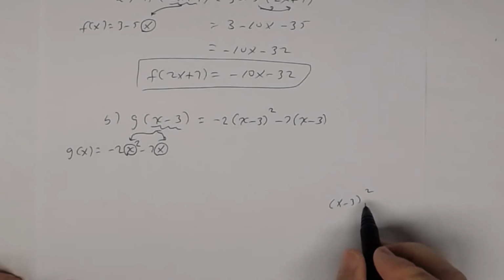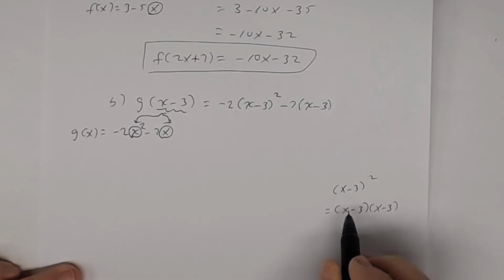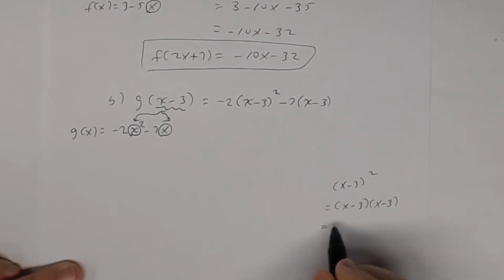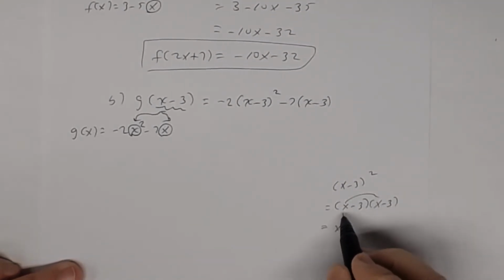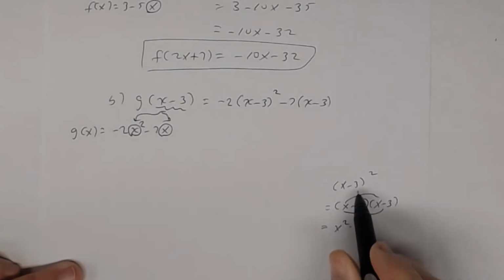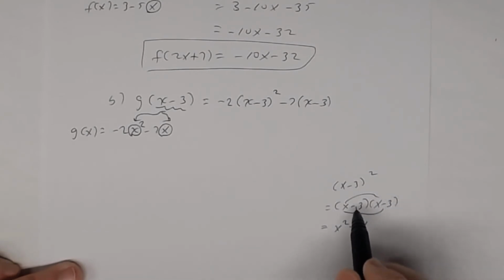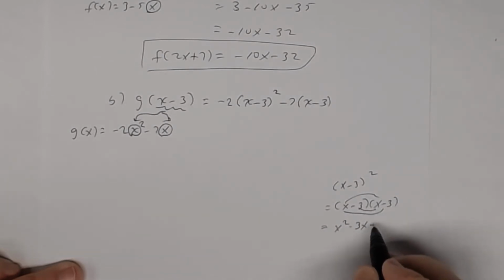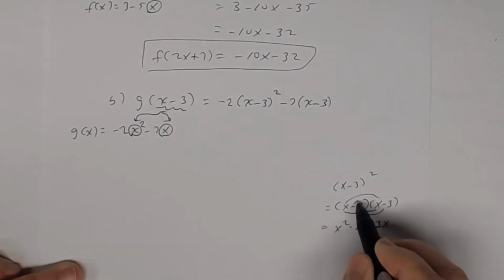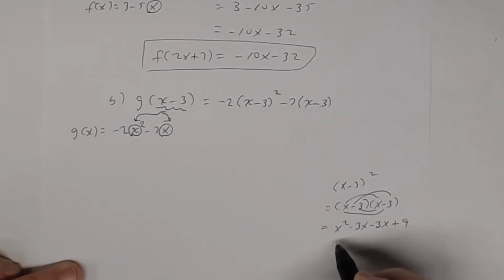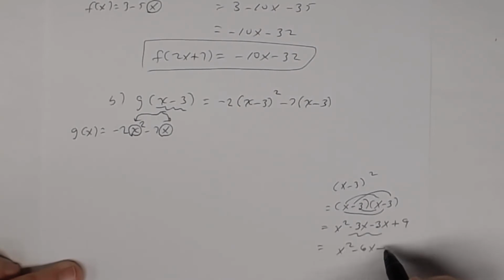Remember, x minus 3 squared means x minus 3 times itself, and I can use the FOIL method. x times x is x squared. The outer is a negative 3x. Since these binomials are exactly the same expression, the outer and the inner should be exactly the same as well. So negative 3 times x is a negative 3x, and a negative 3 times a negative 3 is a positive 9. Combining like terms, I get x squared minus 6x plus 9.